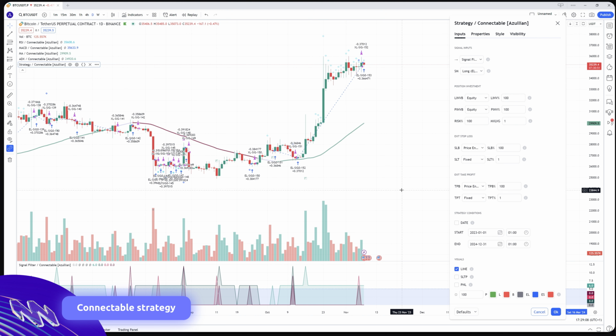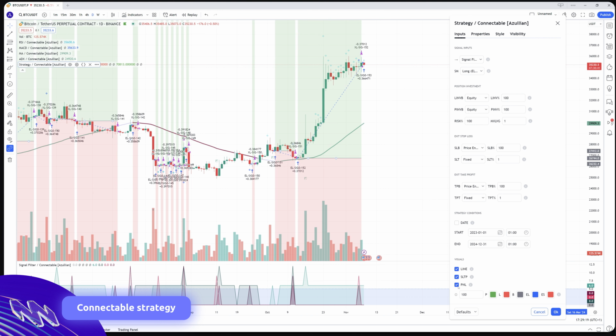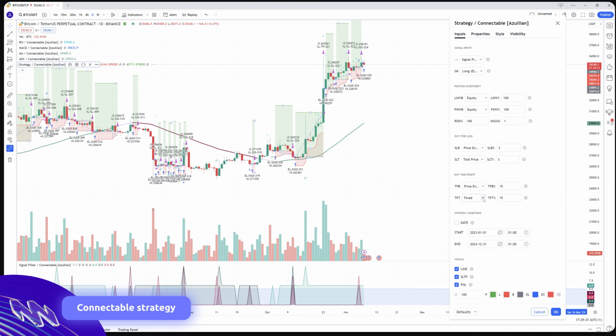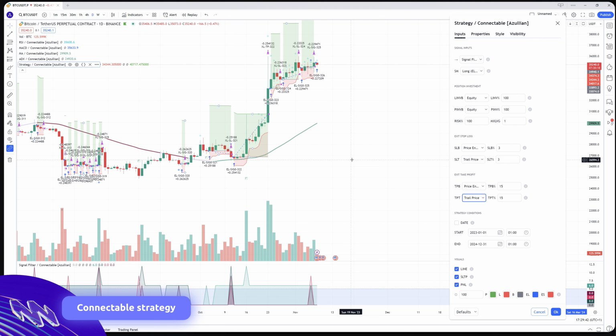We'll start by establishing some foundational elements in the strategy. Let's enable the stop loss, take profit, and their respective visualizations on the chart. Set a stop loss base at 3% alongside a trailing stop loss that follows the price movement at the same percentage. Similarly, configure a take profit base at 15% with a corresponding trailing take profit. We can now see the visual cues on the screen adjust to these new parameters.